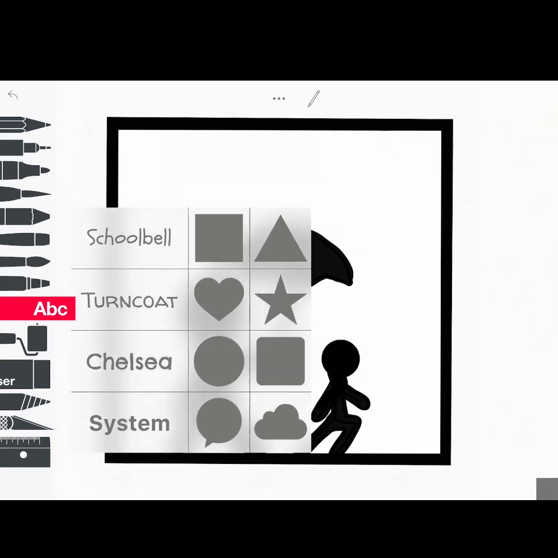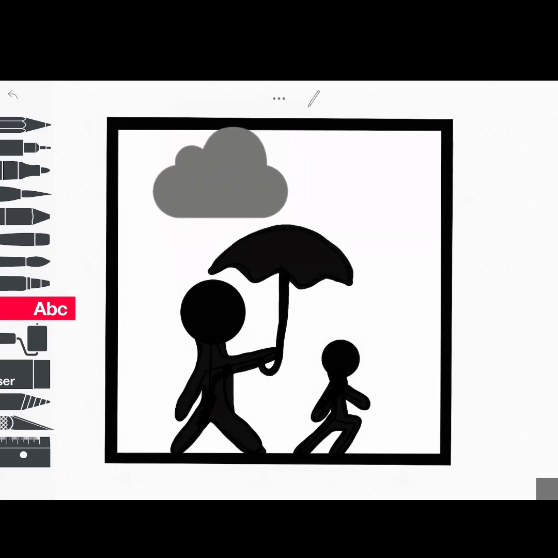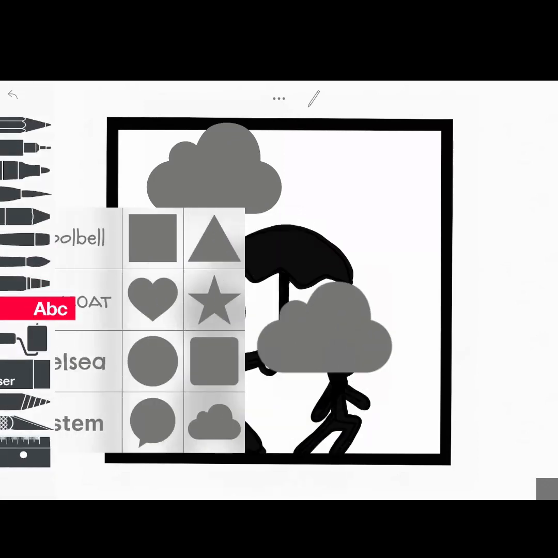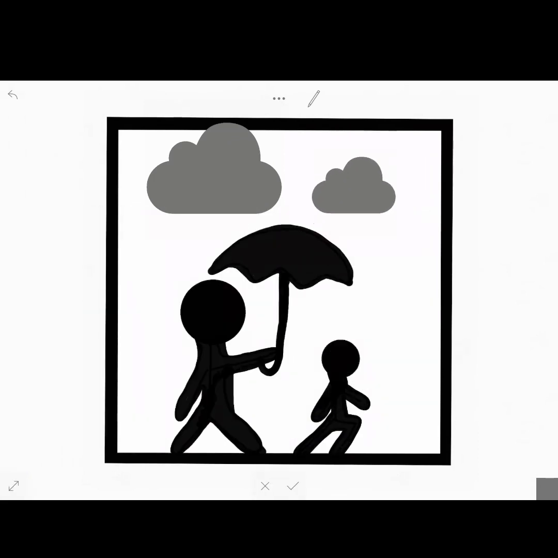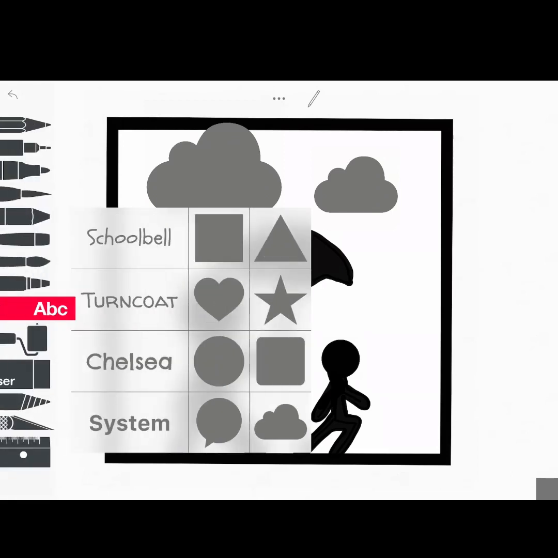I'm adding a cloud because it makes sense. It's raining. That's why they've got an umbrella. You add anything you want to do to this. You can draw yours in. You don't have to use the shape tool that's on the side. I'm just doing it because it's a quick and easy way to show you what to do.